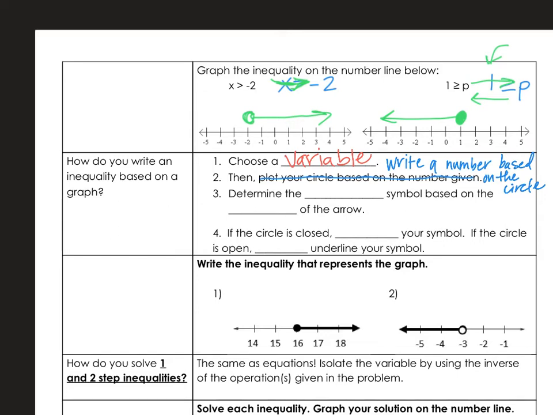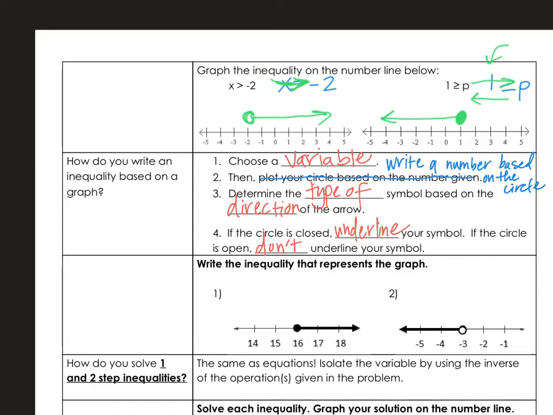Okay, the third thing you're going to do is determine the type of symbol based on the direction of the arrow. If the circle is closed, underline your symbol. If the circle is open, don't underline your symbol. Okay, so let's look at an example.